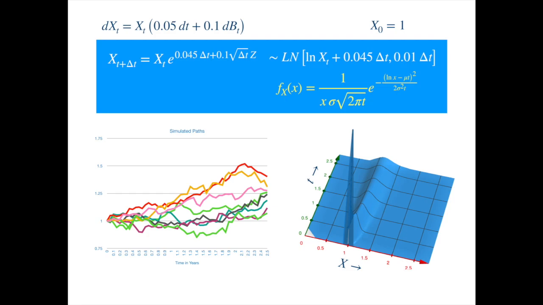From the surface, we can tell that the distribution starts at the current value because the current value of the process is known, so probability is concentrated at the current value. As time progresses, the distribution spreads. This is like a continuous version of the one-dimensional terminal distribution we saw before, by the way.